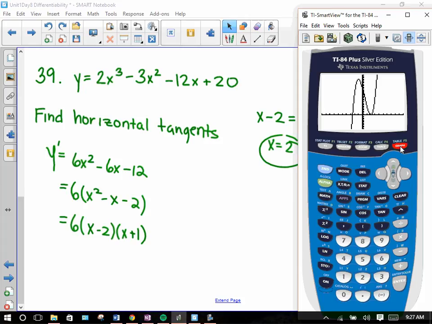So one way you can check this is, I'm going to find my horizontal tangents. My horizontal tangents mean my derivative is equal to 0. So if I know that x equals 2 has a horizontal tangent, that means the first derivative at x equals 2 for this function would be equal to 0. So I can go second trace, derivative is 6, want to see what it is at x equals 2, and it says 2 times 10 to the negative 6, I don't know why it does that, which is very close to 0, right?